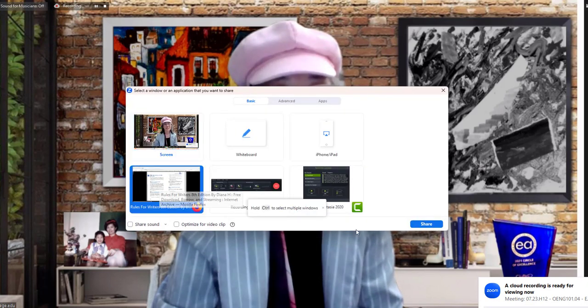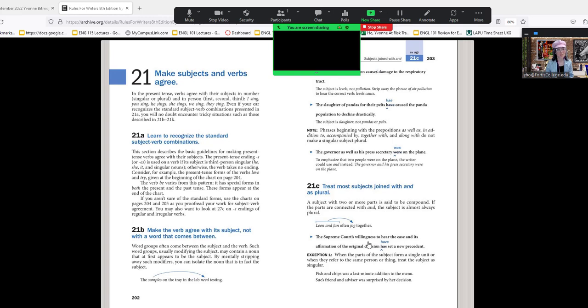I'm going to use examples from Rules for Writers by Diana Hacker and Nancy Sommers. So without further ado, I'm going to go over subject verb agreement from your Rules for Writers book.